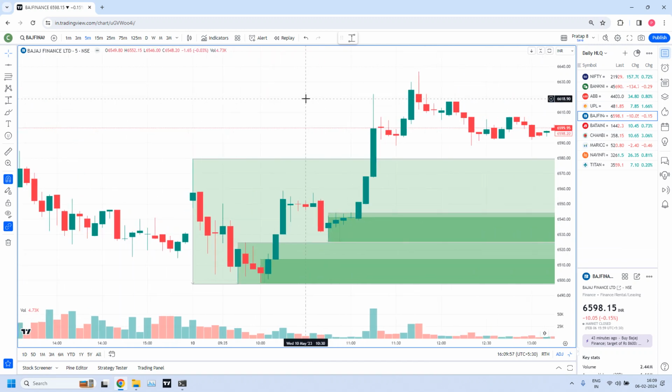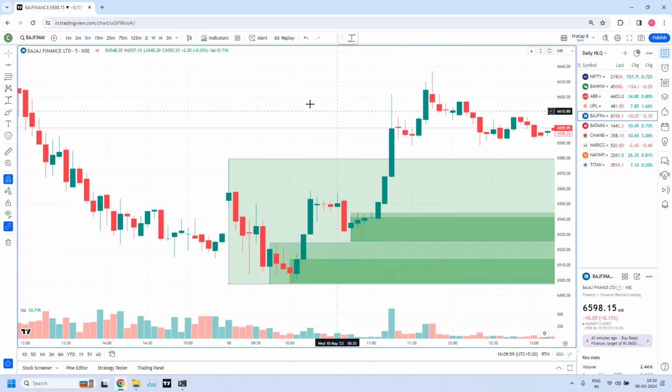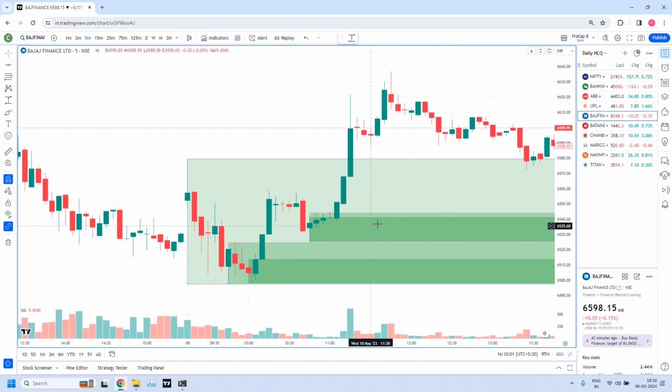Here we have two options. Option 1, we will take an entry in this zone. Probably the order flow could be very strong and it will push the price up. That is one option. Second option, maybe we will take an entry in this zone. Maybe the supply could be very strong and this zone might be violated. In case the zone is violated, we will exit at the distal line.